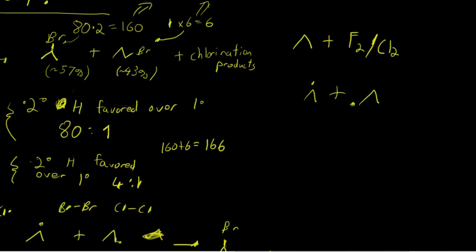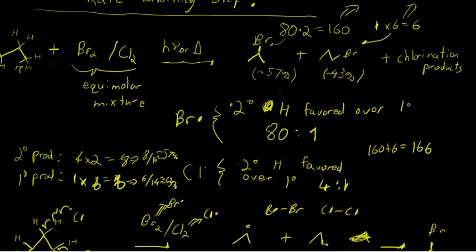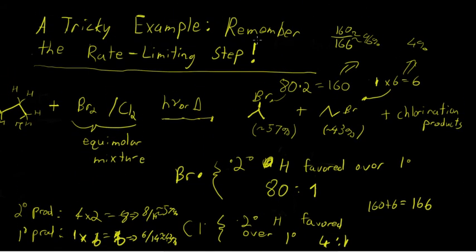Okay, so hopefully that reminds you to pay attention to what the rate limiting step in the reaction is. So when you see these types of problems, you make the right decision in terms of realizing which halogen is going to do the abstracting.